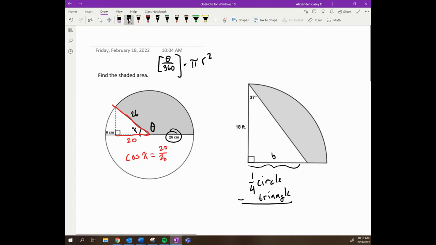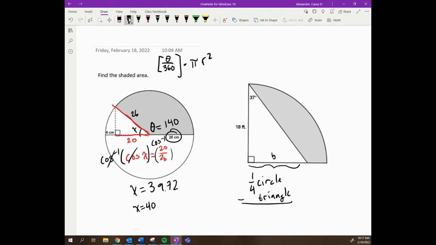And then in order to get x by itself, you would use the inverse cosine, because that's the function that cancels out cosine. And so you do the inverse cosine of 20 over 26. And x then is about, I have it written down here, 39.72. But let's just round that up to about 40. And that means that theta is 140, because that's a linear pair, right?